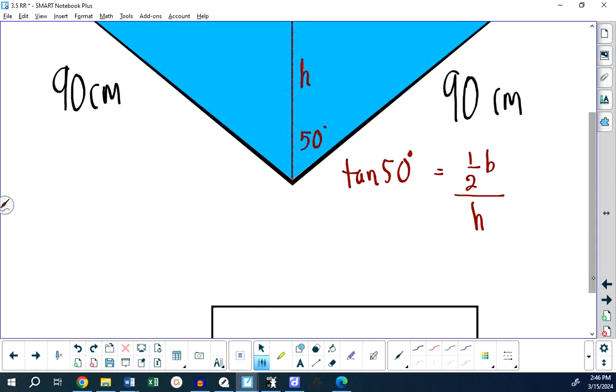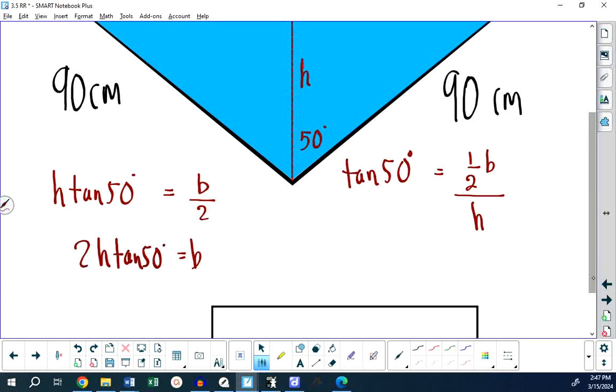If I first of all multiply by h, this is what I get. You could treat this as a complex fraction and deal with it all in one shot, but I'm not going to. And then I multiply by 2, so b is equal to 2h tan 50. And I think this is the first time in this class where we've got an application where we're using trig, but it's just a number. It's not a function of x or theta or anything. So what are we going to do? 2h tan 50 is b.